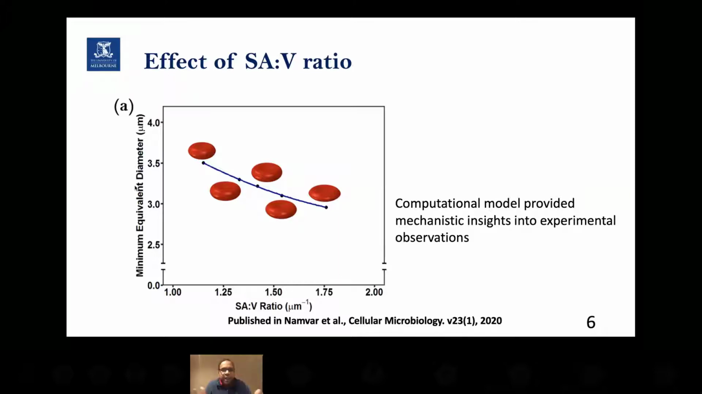So this is an example of how we use experiments with computational models to develop mechanistic insights on what we're seeing in the experimental data, to extract biological insights from them.